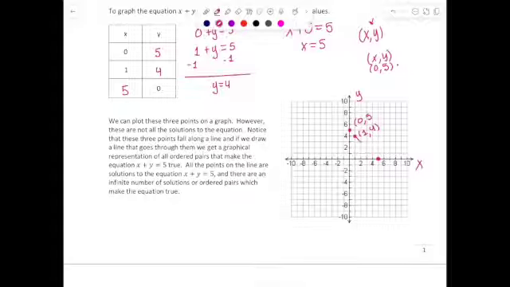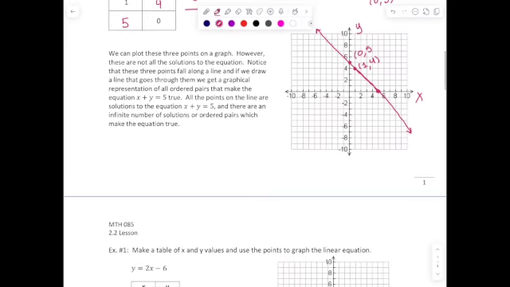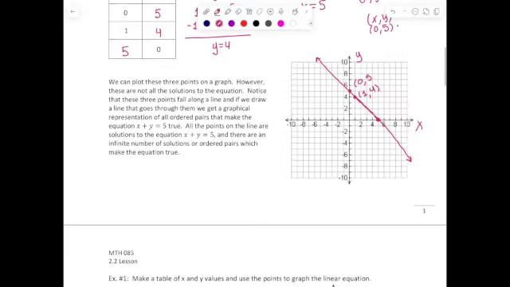Now we want to connect these points. So I'm just going to connect them. And I usually like to draw lines off the plane to indicate the line. So that's the plot. That's what the equation x plus y equals 5 looks like. So when we're graphing stuff like this, there's an infinite amount of solutions. It all lies along that line. So x goes left to right, and y travels up and down.